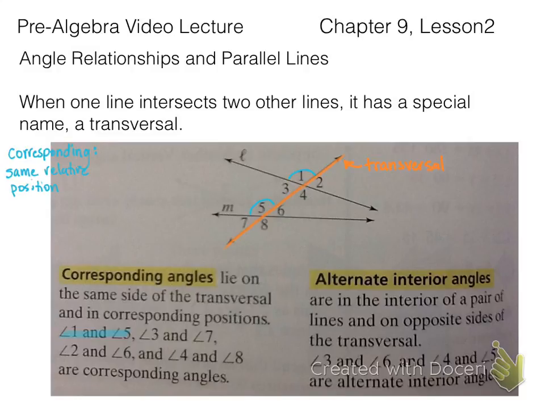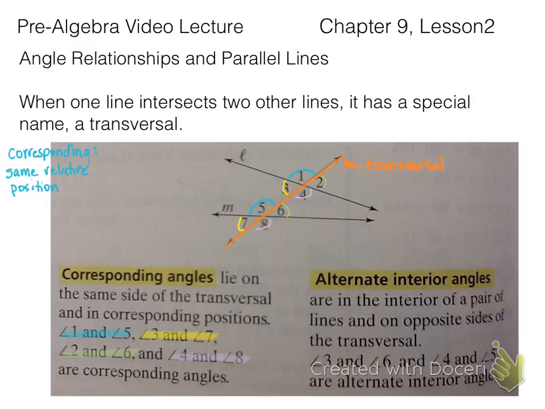They're both on the left side of the transversal, and they're both on the top of L and M. That means they're corresponding angles. They're in the same relative position to the transversal and to the other two lines that the transversal intersects. Because by definition, a transversal is one line that goes through two other lines. All right, so other corresponding angles we have are 3 and 7, 6 and 2, and 8 and 4. Okay, so those are all corresponding angles.